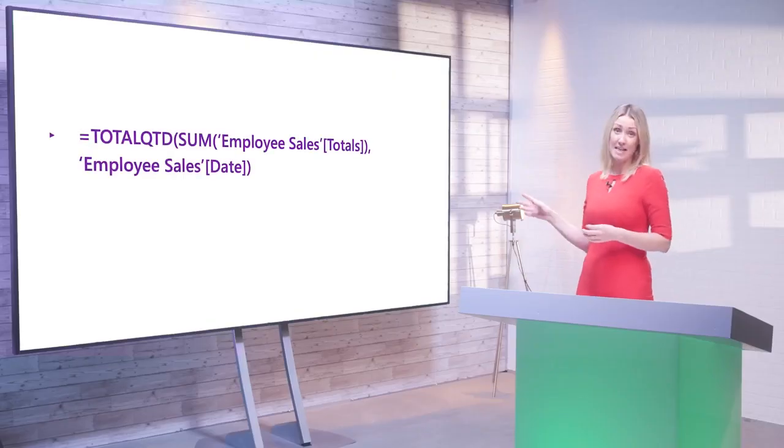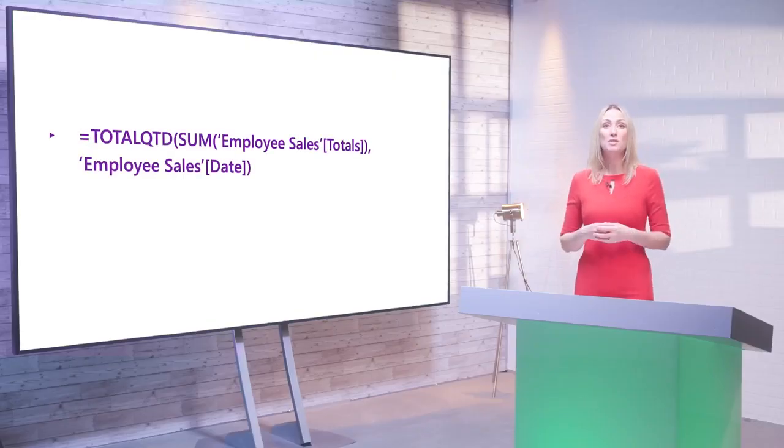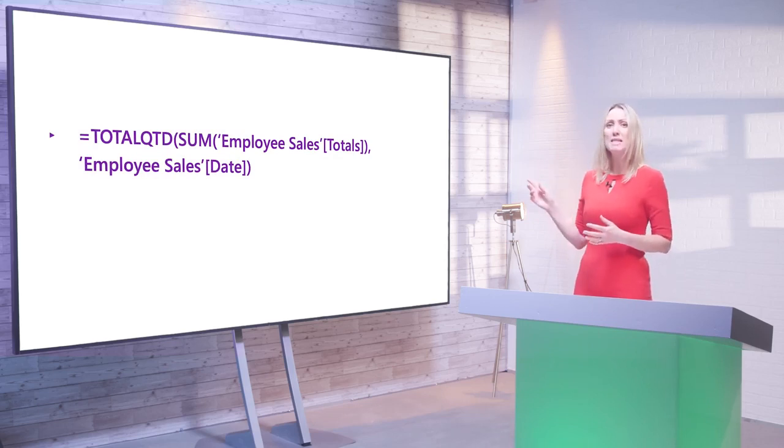For example, this DAX expression joins two tables to return the total sales for the current quarter. You would use TOTALQTD and the sum total of the employee's sales within a specific date range. You will find a brief summary of DAX categories of functions that you can access as reading material after this video.